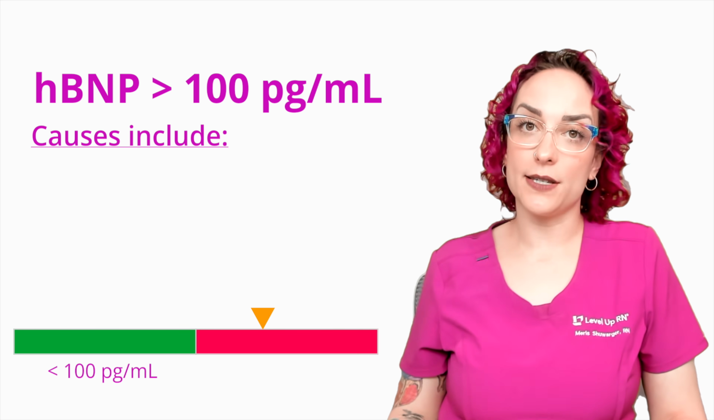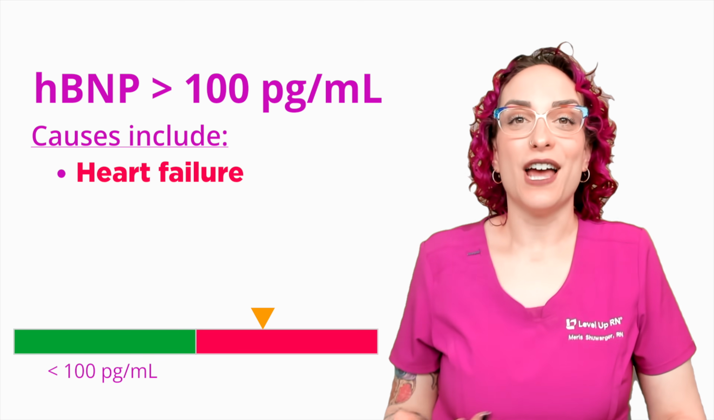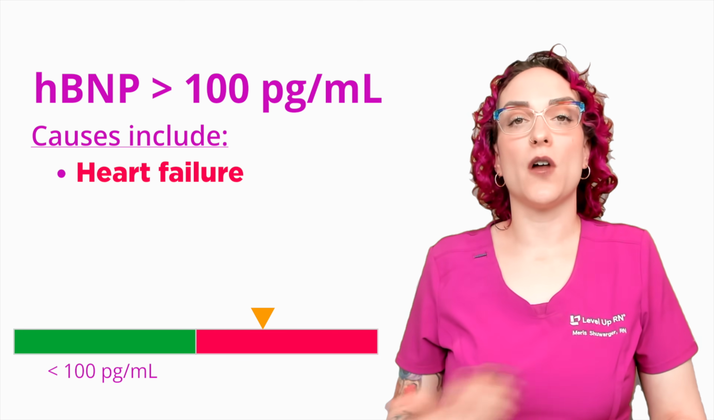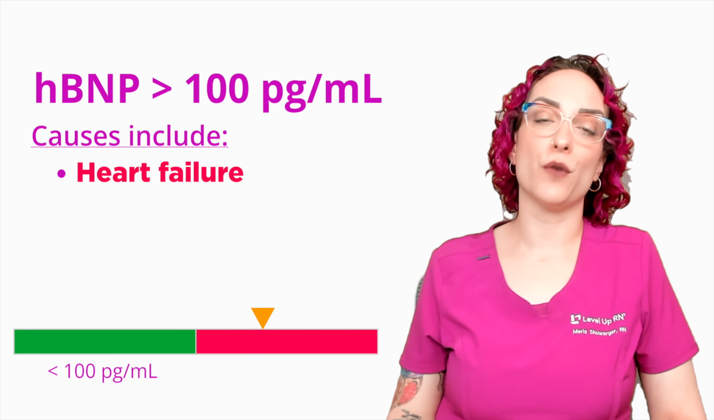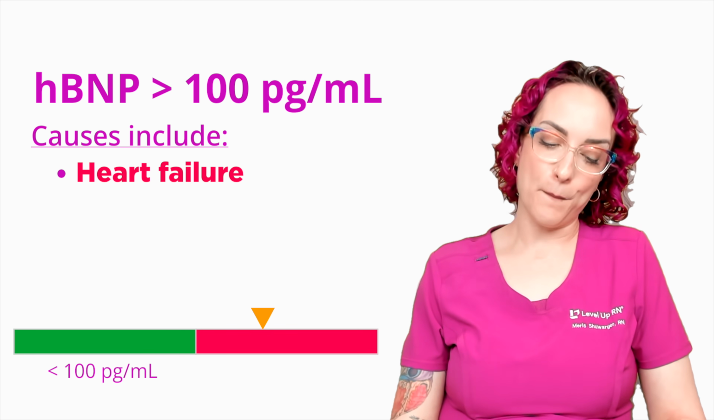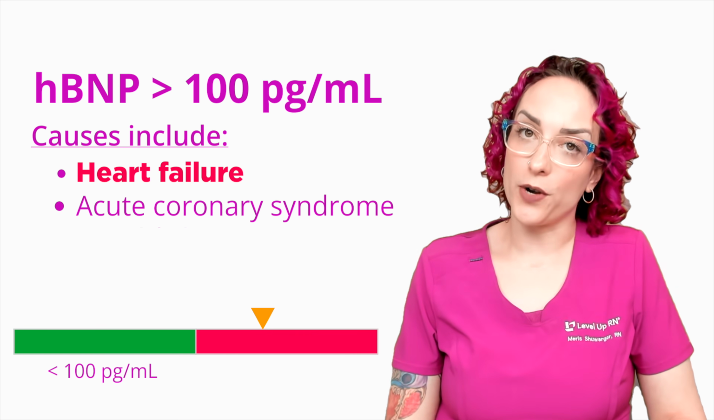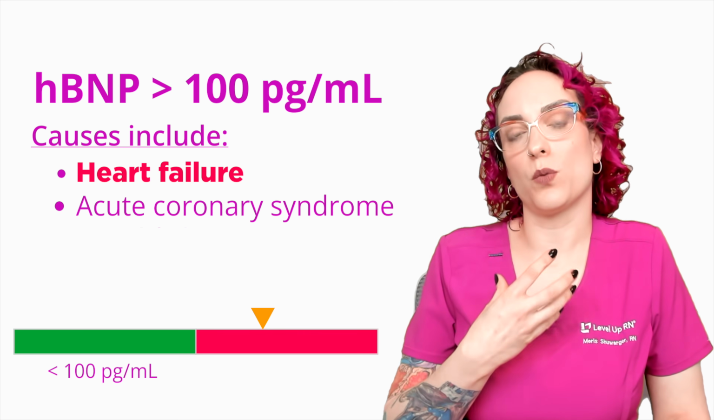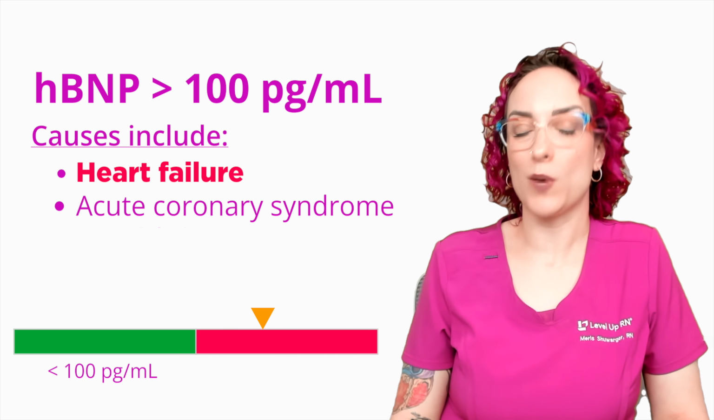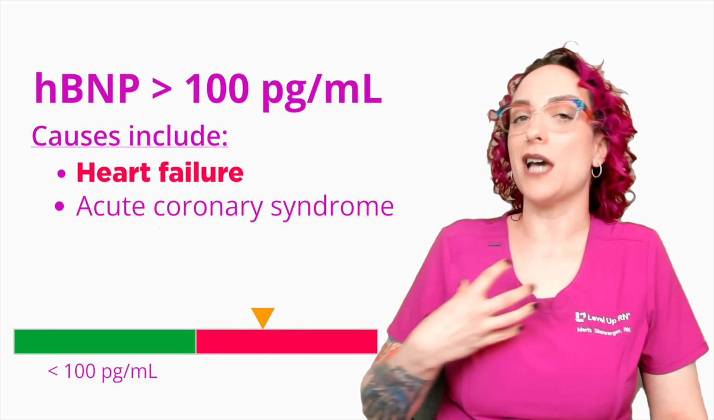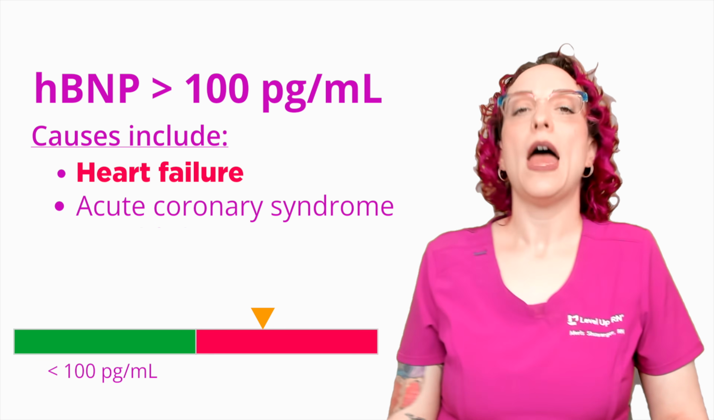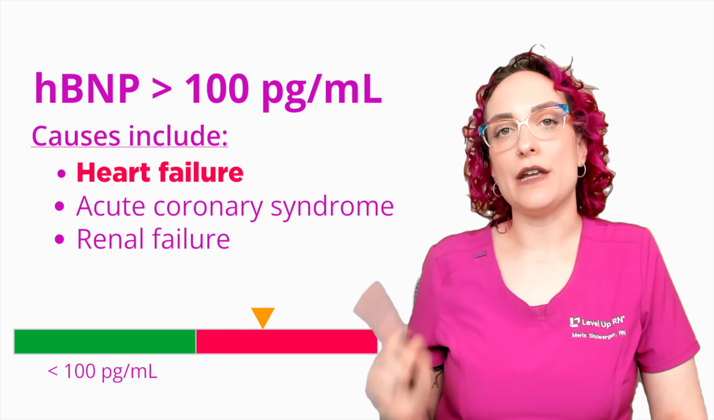Well, obviously, one of the possible causes is heart failure, right? That's just going to be on the menu because heart failure and fluid volume overload go hand in hand. But we can also have acute coronary syndrome, where again, we're stressing the heart and we can have that BNP release because it's coming from the ventricles, and also kidney failure.